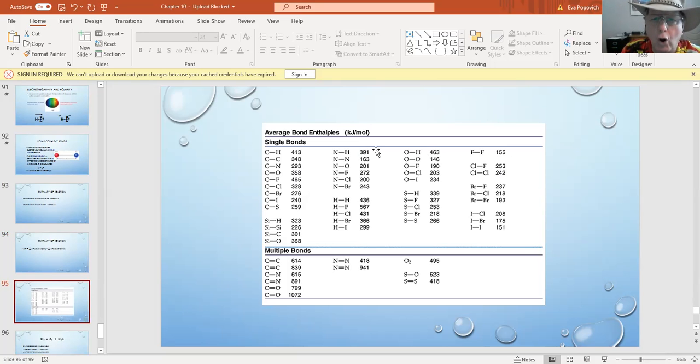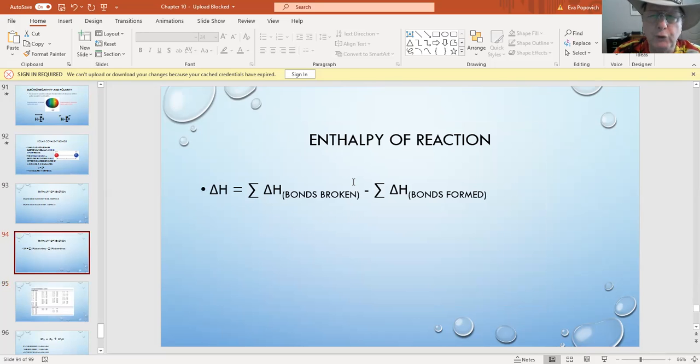As I said, all of the bond enthalpies are positive. They're all positive because we're basically saying we're forming this bond. In order to form an N-H bond, it takes 391 kilojoules per mole. Now, if you think back to when we were doing the heats of reaction, when we were doing it with the enthalpy of the entire molecule, wasn't it products minus reactants?